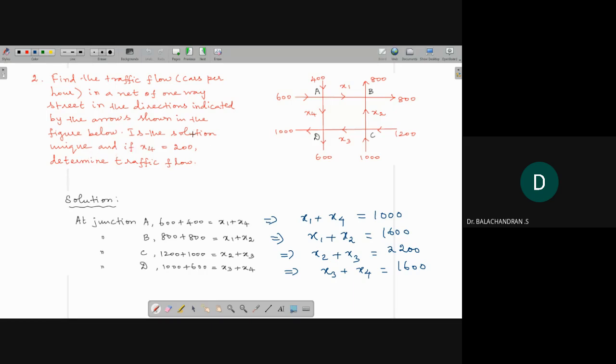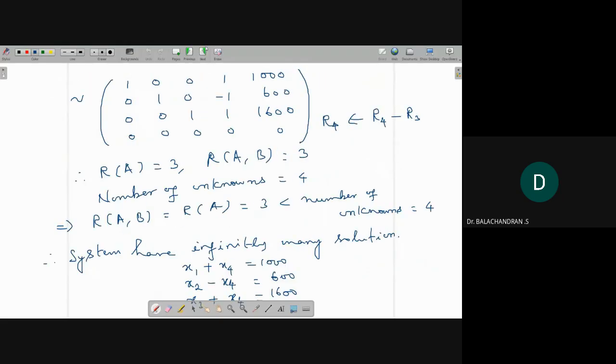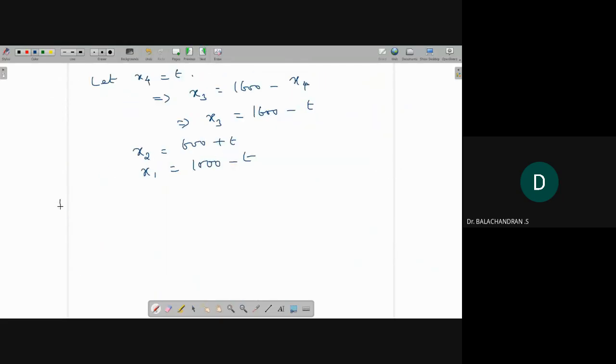If x4 equal to 200, determine the traffic flow. I took x4 equal to t, so if x4 equal to 200, you'll get x1 equal to 800, x2 equal to 800, and x3 is 1600 minus 200, so 1400, and x4 is 200. Okay, so that problem is over.